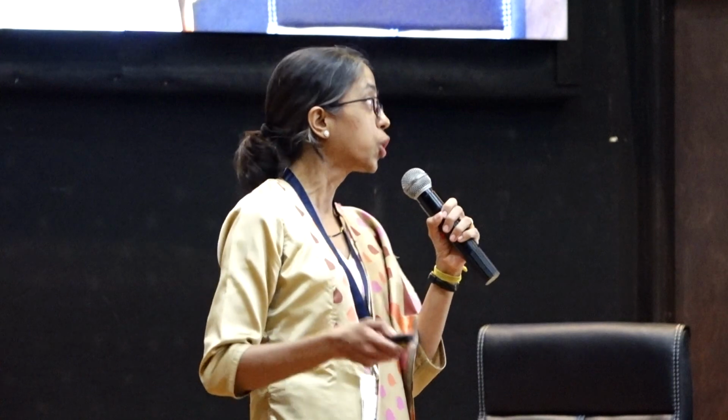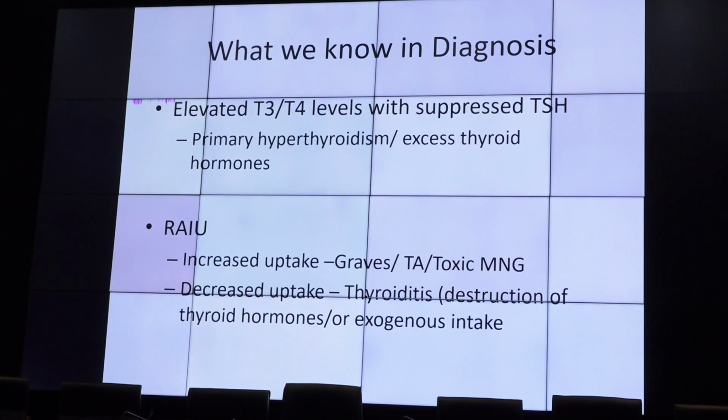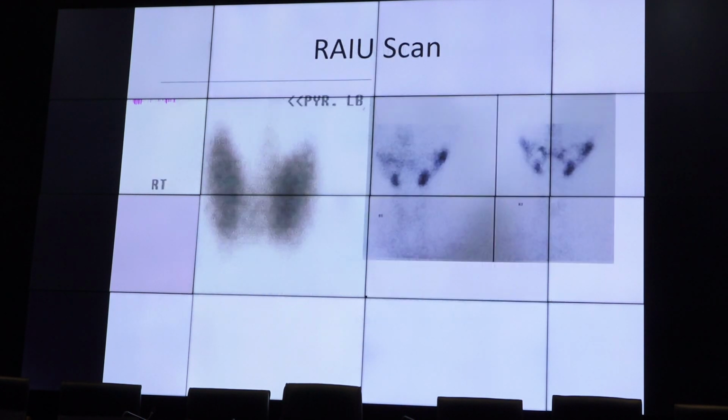I will be talking about what's new in diagnosis, in management, in children, and in thyroid-associated ophthalmopathy. What we know is that elevated T3 and T4 levels will suppress TSH. There are two causes: primary hyperthyroidism and excess thyroid hormones. To diagnose, the first thing is the T3, T4 levels. If they are elevated and we have a doubt, and if it is available, we do the radioactive iodine uptake scan.